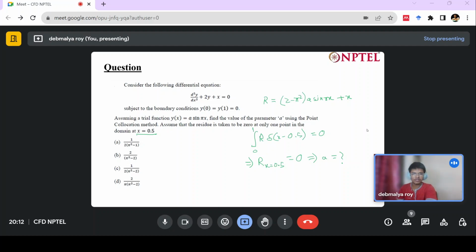Has anyone evaluated the value of A? Option C. Option C. Okay. So let's check option C. If we put 0.5 here, we will have x equal to 0.5. So sine pi by 2 will be 1. So we will have pi square minus 2a plus half equal to 0, right?